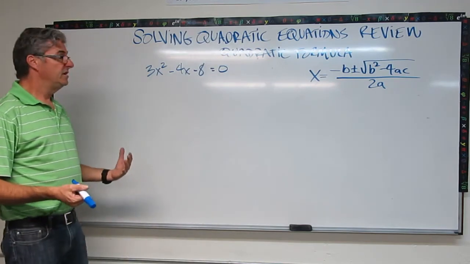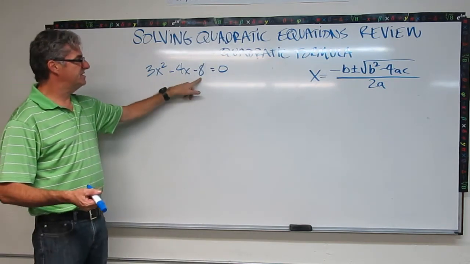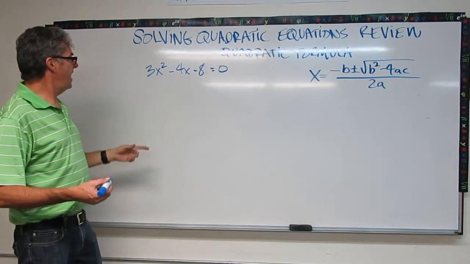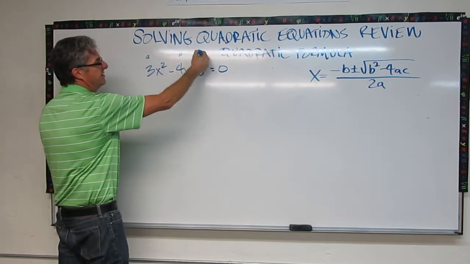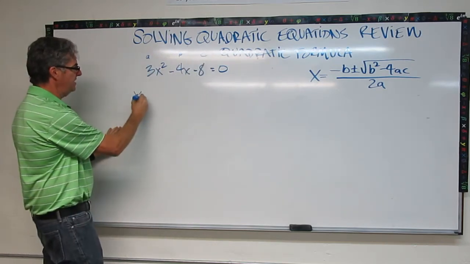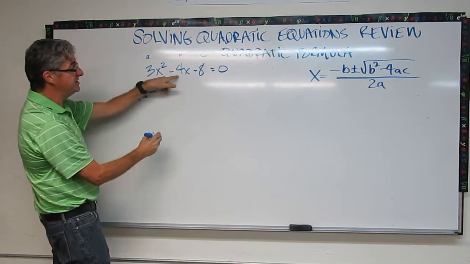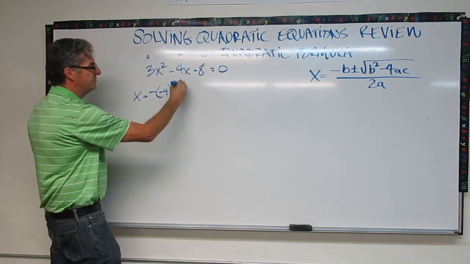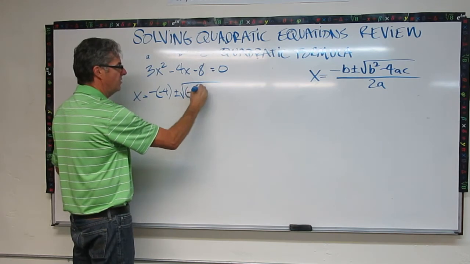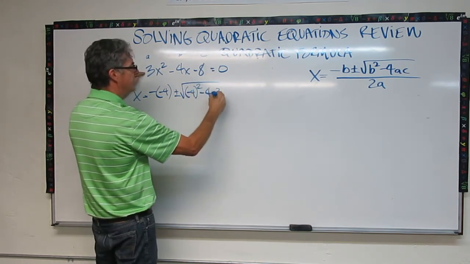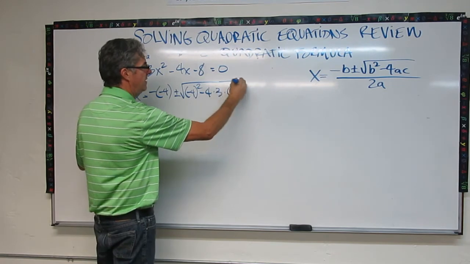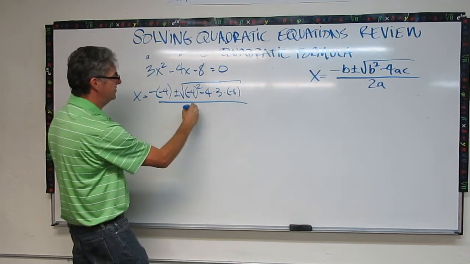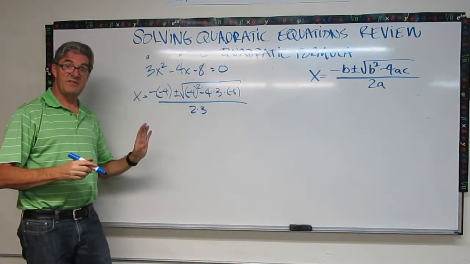So what we do is we plug in our a, our b, and our c in the formula, where they go, and then we just plug and chug. So let's do that. Here's our a, here's our b, here's our c. So, x equals negative b. b is negative 4, so we've got to keep track of the two negatives. Plus or minus the square root of negative 4 squared minus 4 times 3 times negative 8. And a word about this plug-in step. Actually, let's finish it. 2 times a, so 2 times 3.